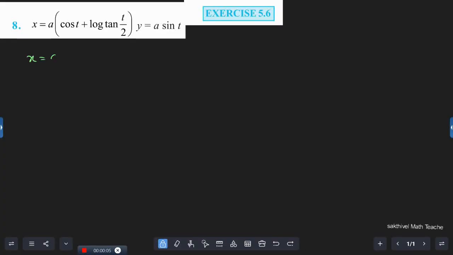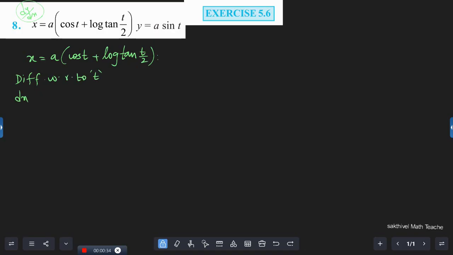X is equal to a into cos t plus log tan t divided by 2. This is the x value. Now we have to differentiate this with respect to t because the parameter is t here. What do we want to find? Dy divided by dx. First differentiate with respect to t on both sides.